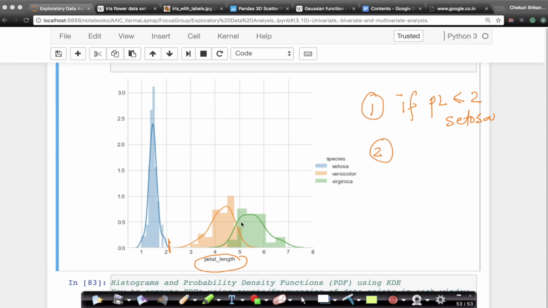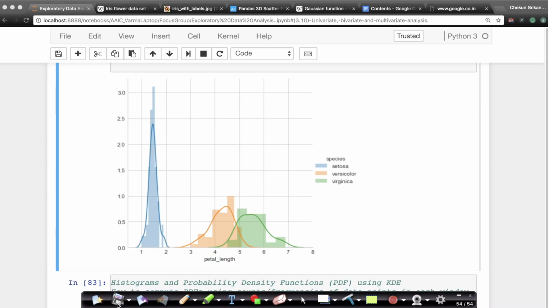Now comes the hard problem. What type of rule will I write for versicolor and virginica? That's a hard one, because the histograms of your green and orange points are overlapping. Even your PDFs are overlapping. PDF is basically a smooth form of your histogram, and it goes very close to your histogram. The PDFs of versicolor and virginica overlap in this region. This is your overlap region.